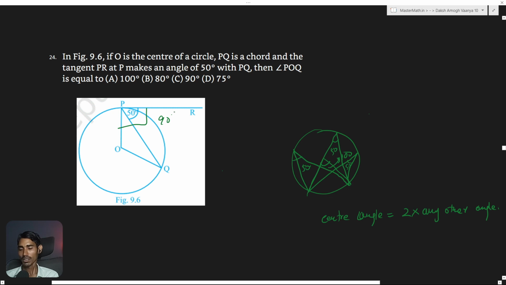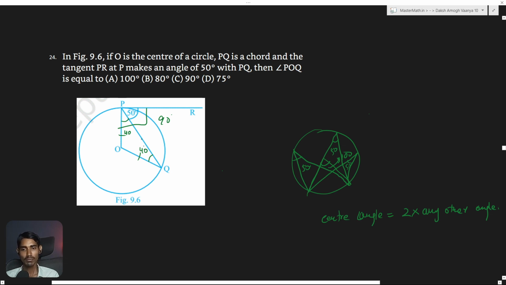So OPQ is 40 degrees. And OQ is equal to OP, radii. Hence the triangle is isosceles, and 40 and 40 minus it, we get 100. Okay. Everyone got this? It's also a good way.